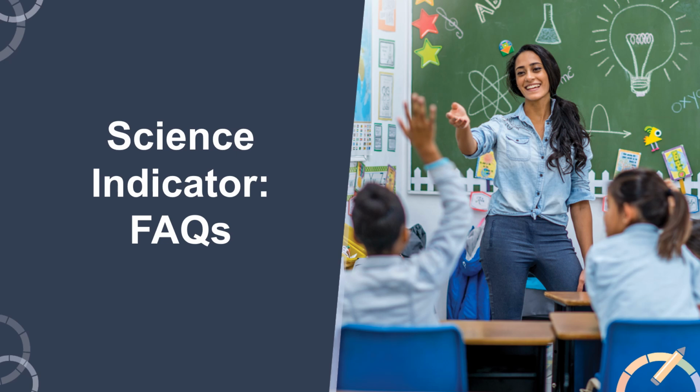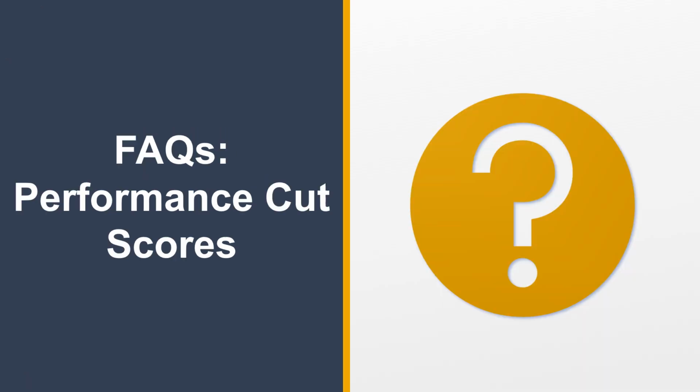Before we close out our review of the science indicator, we wanted to review a few frequently asked questions, or FAQs, that we have received. What are the performance levels for science? Science on the dashboard will be its own indicator on the 2024 dashboard. Also, there will be no performance levels on the 2024 dashboard for science. Therefore, results shown on the dashboard will be for informational purposes only and will not be used for school or district accountability determinations in 2024.